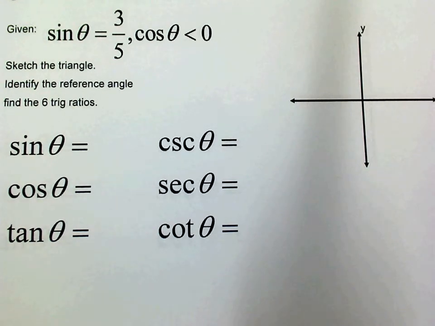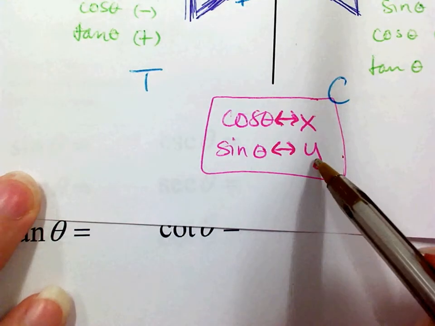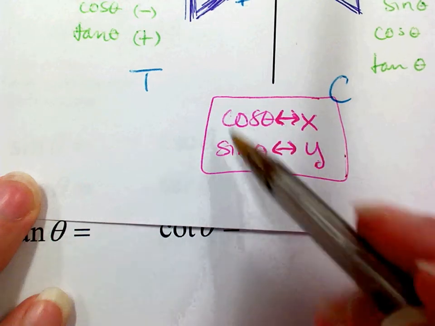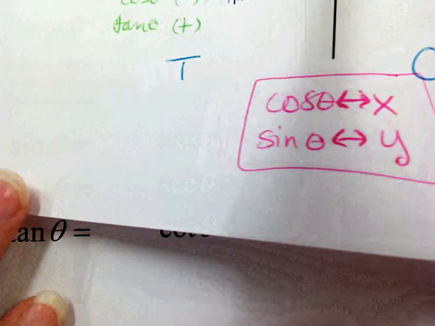Okay, was sine x or y? Y. You know how to remember that? X comes before y in the alphabet, right? Cosine comes before sine in the alphabet, yeah? So x and cosine, sine and y, right?